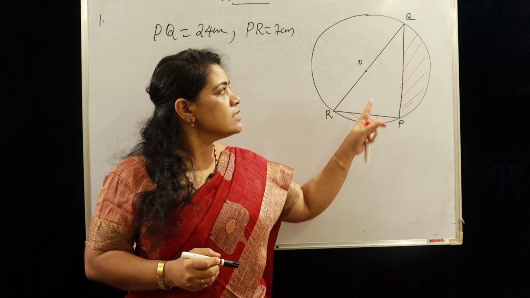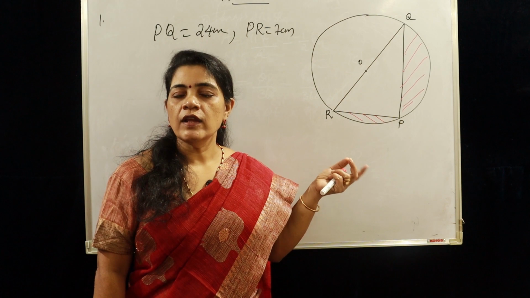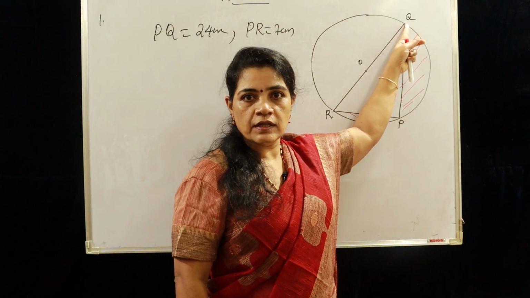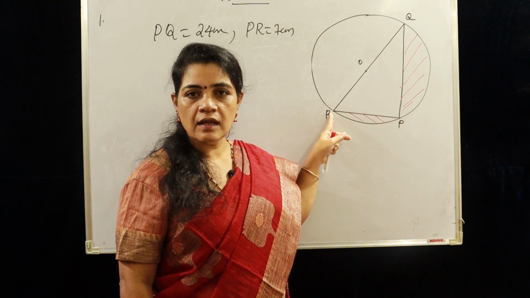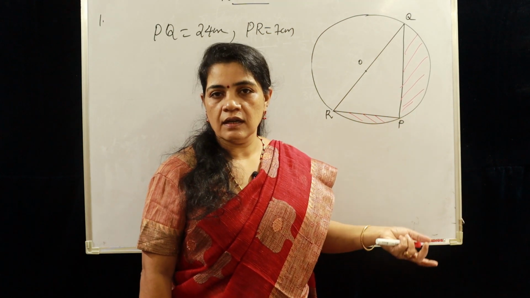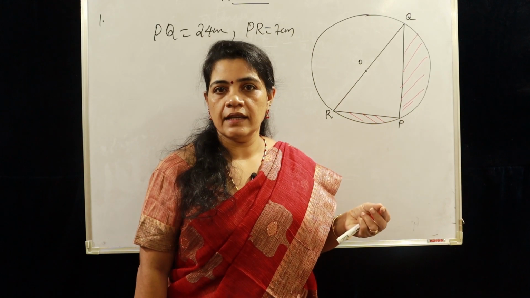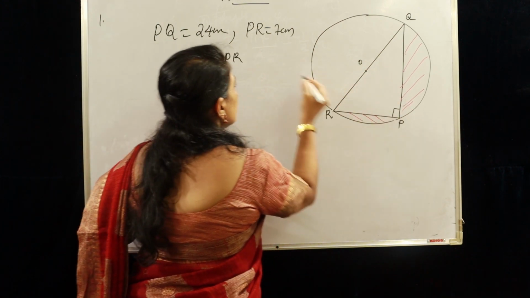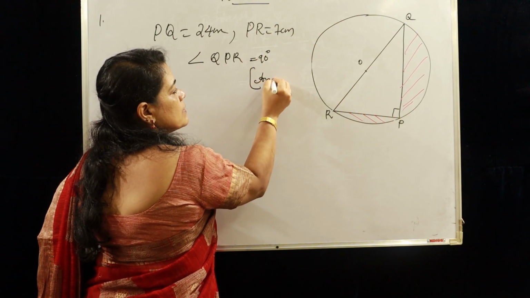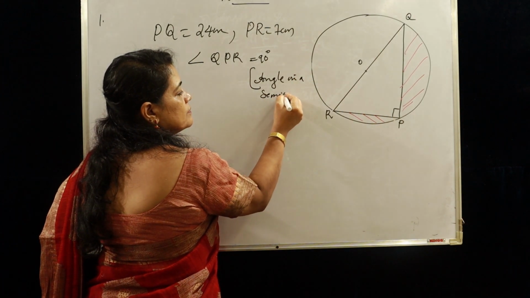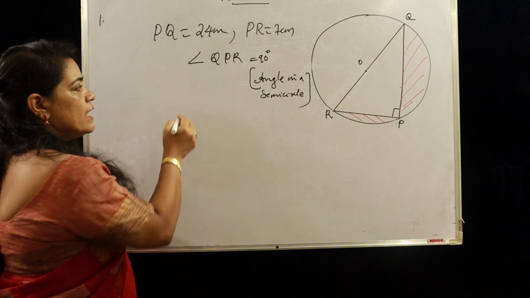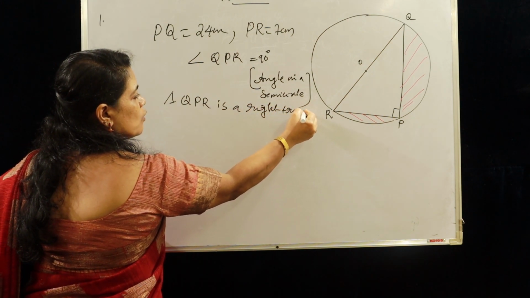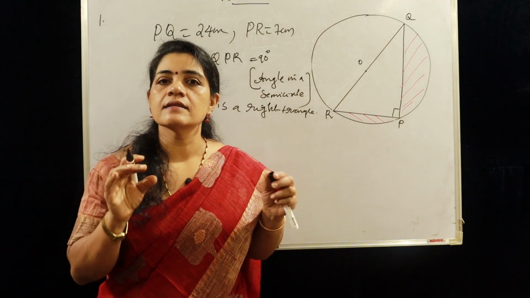And this triangle QPR will make a right triangle. Why? Because it is starting from this end point and ending at this end point of the diameter. This angle is in a semicircle, and we have learned last year that the angle in a semicircle is 90 degree. That means angle QPR, this angle, will be 90 degree. What is the reason? Angle in a semicircle is 90 degree, which means triangle QPR is a right triangle. I hope the reason is clear, because it is an angle in a semicircle.